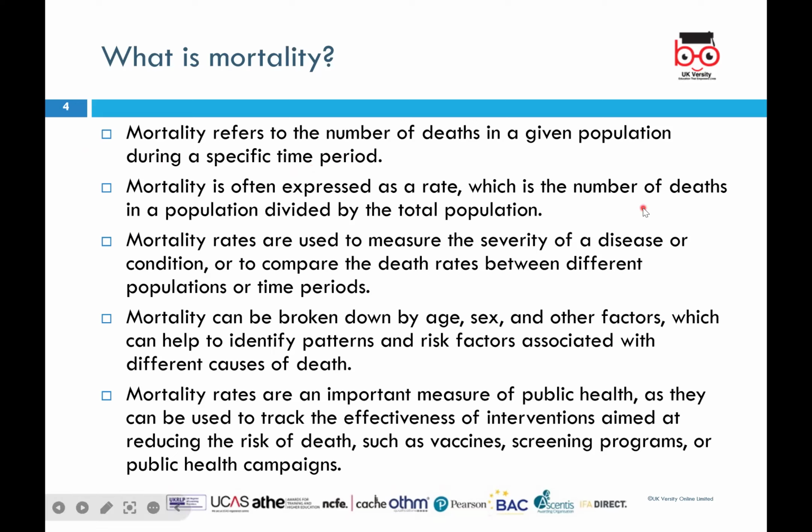It's often expressed as a rate, which is the number of deaths in a population divided by the total population. If you want to see the global population, you would divide by the global population, and in your numerator, you will have the number of deaths in the whole globe, which is very hard to determine actually. Some people might have died of COVID-19 and you might not have the data. That's another thing. But the data will help you in understanding the mortality rate.